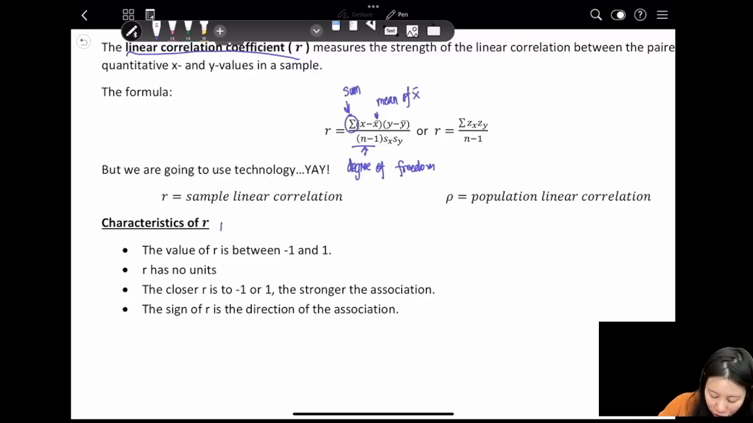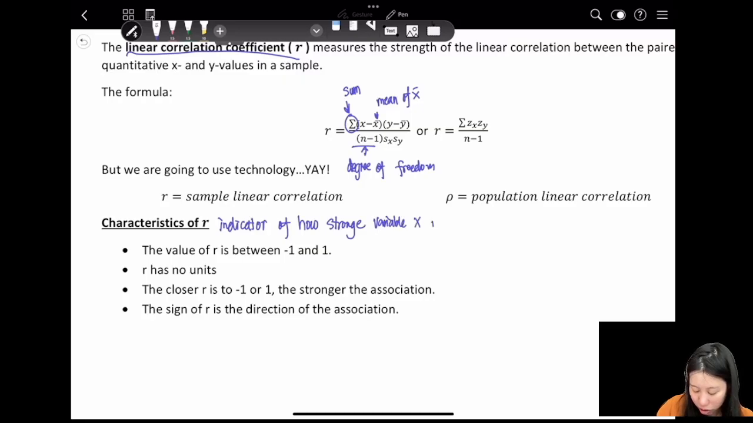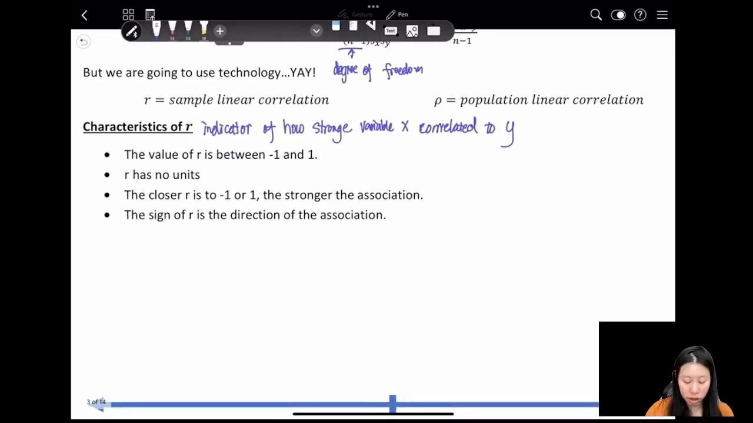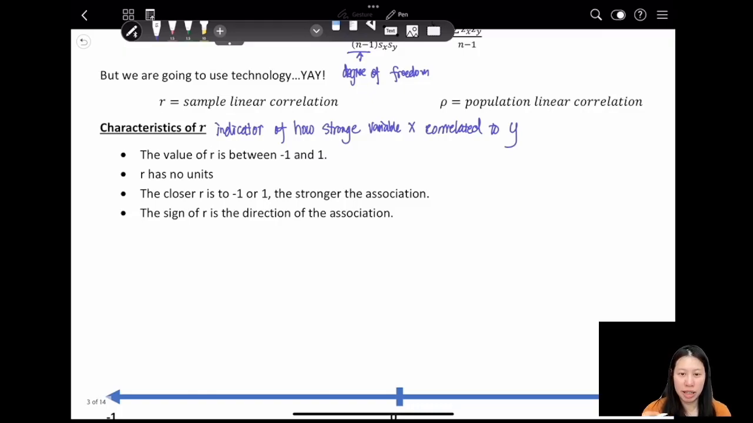It's an indicator of how strongly variable x is correlated to y. So the value of R is between -1 and 1. So when R equals 1, 1 means they're positive and really strongly correlated.